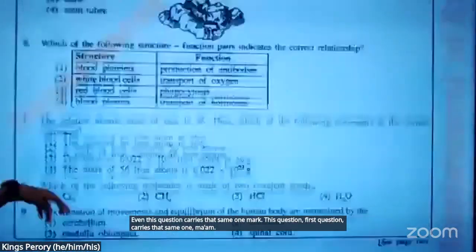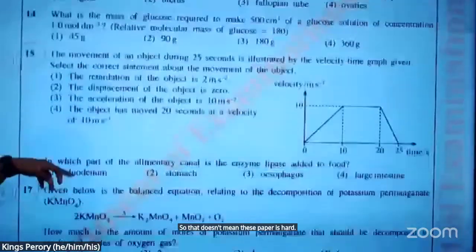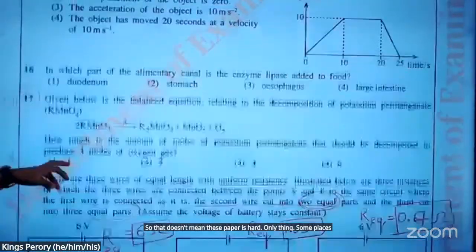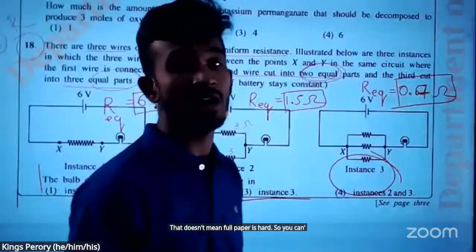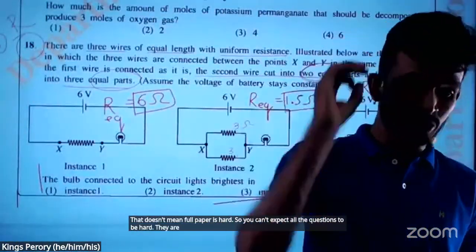So that doesn't mean this paper is hard. Only in some places you get a hard question. That doesn't mean the full paper is hard. So you can't expect all the questions to be hard. They are a scoreable section. So you score the scoreable section.